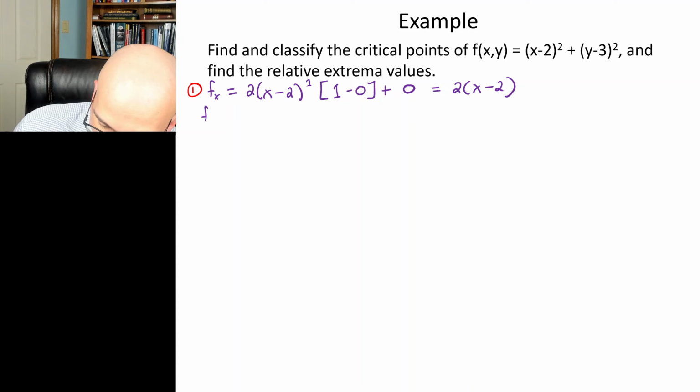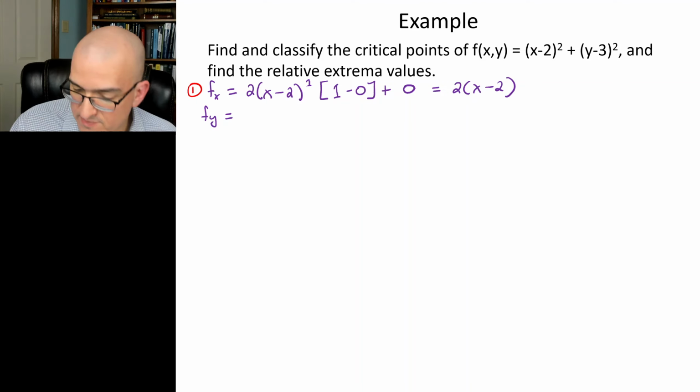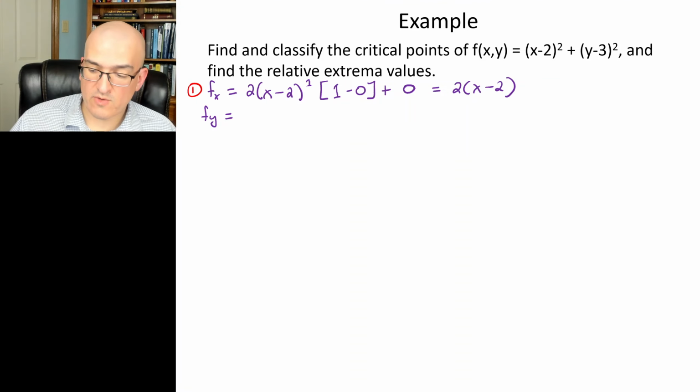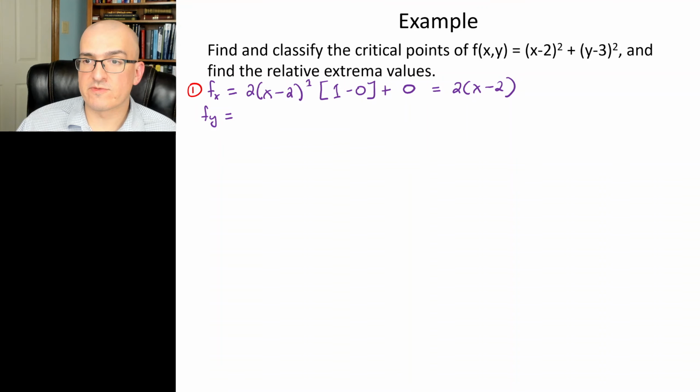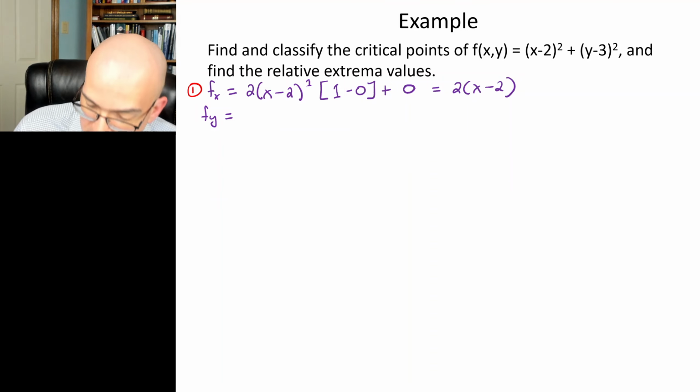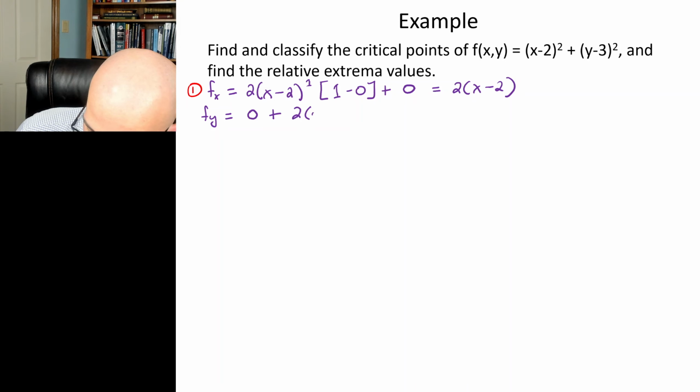We need the y derivative as well, so the y derivative of f(x,y), we're going to take the y derivative of the first term, the y derivative of x minus 2 all squared, that's just going to be 0, since there's no y in that part of the expression, plus the y derivative of y minus 3 squared. The 2 will come down. We'll have y minus 3 to the power of 1 multiplied by the derivative of the inside, which is 1 minus 0. And we get 2 times y minus 3.